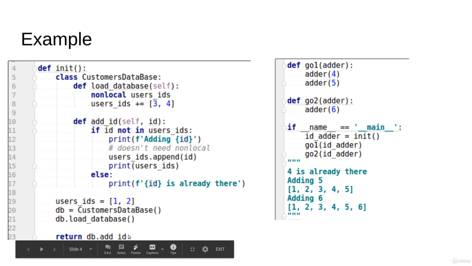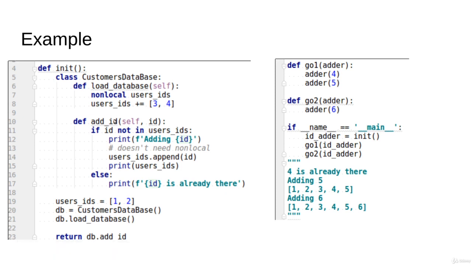So now we created the list, we created an object, we loaded the data. But what are we returning here? We are returning db.addID. We are returning this method. Now here in the main, we call the init function to get an object ID adder, and then we are using it in several places. We are passing it to this function and this function.